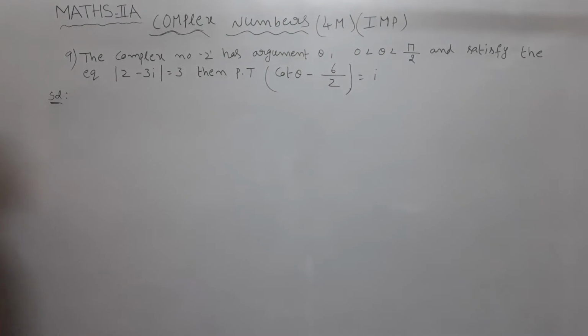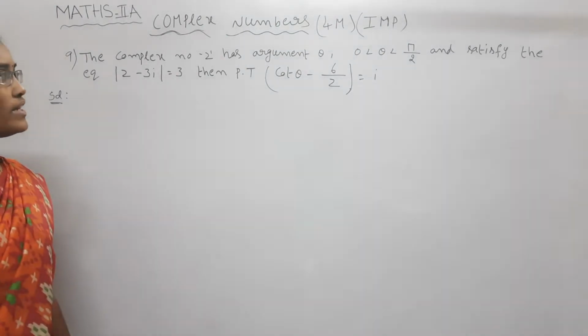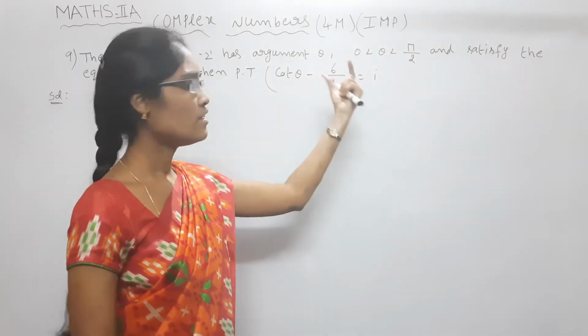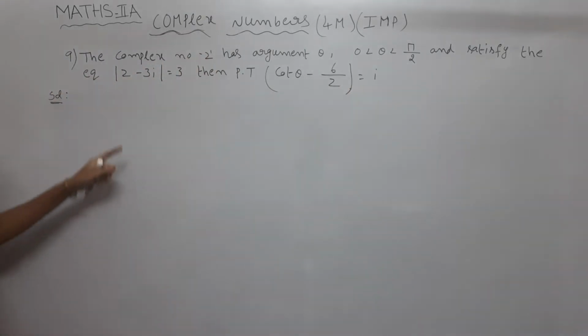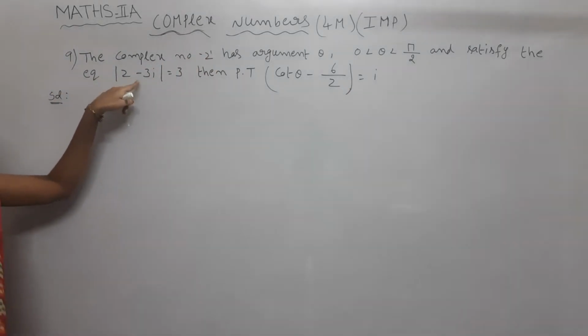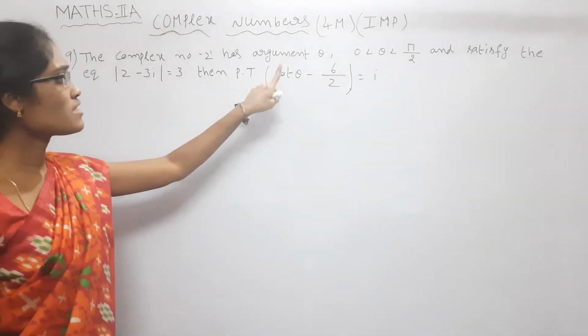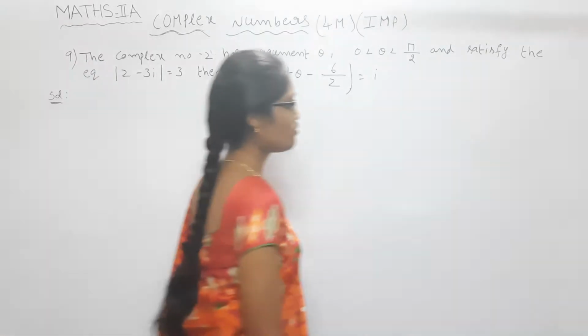Next, see the continuation of the last sum in this chapter. The complex number z has argument theta, where 0 < theta < pi/2, that is 0 < theta < 90, and satisfies the equation |z - 3i| = 3. Then prove that cot theta - 6/z = i. Now, first let's see the formulas.